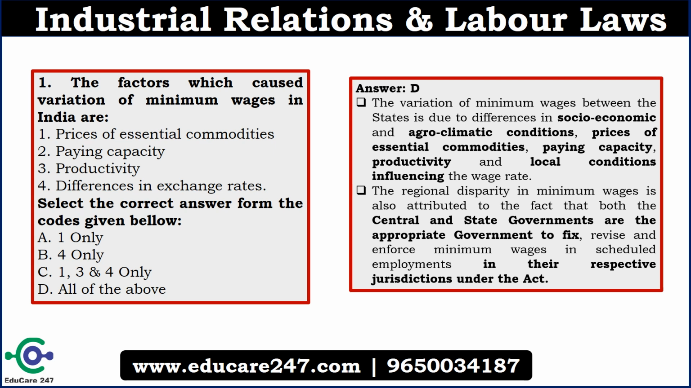So in India, basically the variation of wages between state and center is due to socio-economic and agro-climatic conditions, prices of essential commodities, paying capacity, productivity, and local conditions influencing the wage rate. And one more thing, center and state both have different laws and different jurisdiction, so accordingly they impose the minimum wages. That's why there is no uniform law, so variation will be there. So this is the reason for the variation in the minimum wages across India, across different states. This is a very important point. Keep this point in your mind.